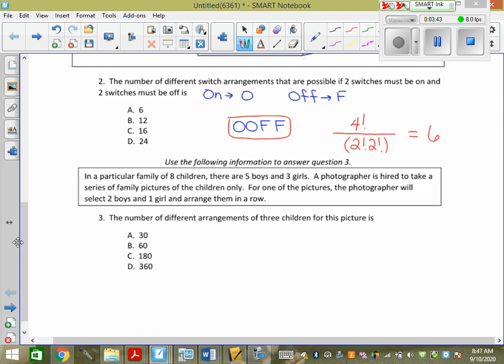And then 3. In a particular family of 8 children, there are 5 boys and 3 girls. This question was legitimately on a diploma, and it makes me laugh. You may not even have laughed at this question, but this is why you should have laughed. So there are 5 boys and 3 girls. There are 8. A photographer is hired to take a series of family pictures of the children only. For one of the pictures, the photographer will select 2 boys and 1 girl and arrange them in a row.